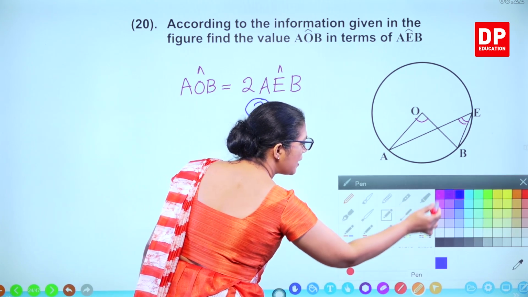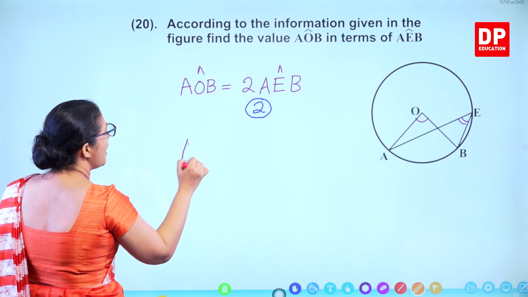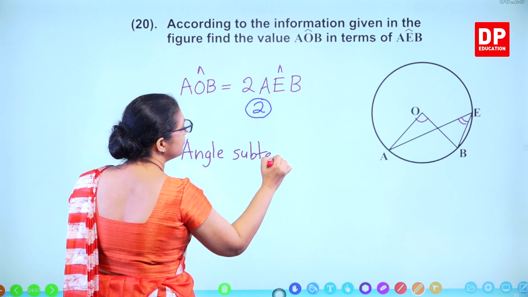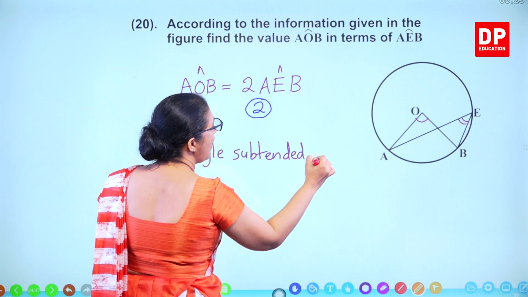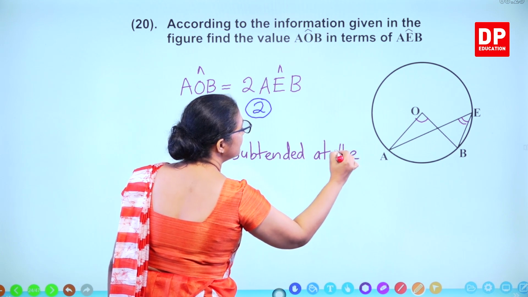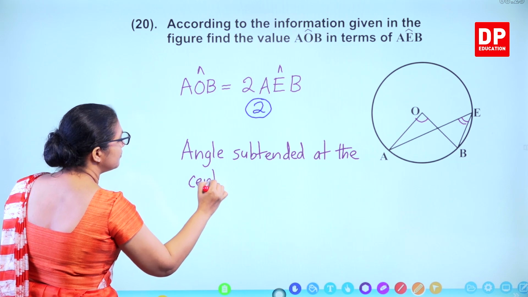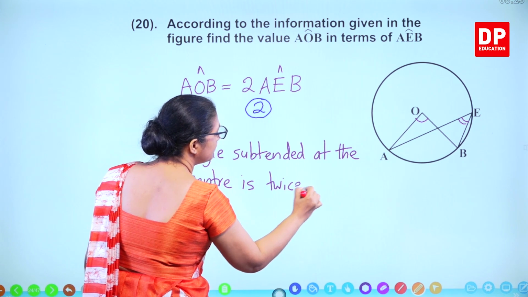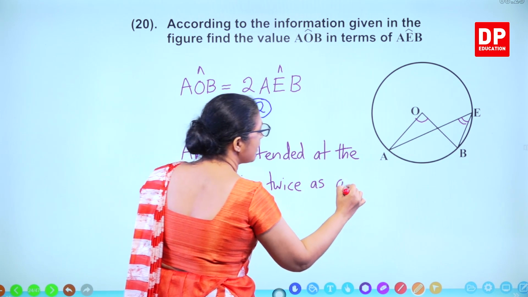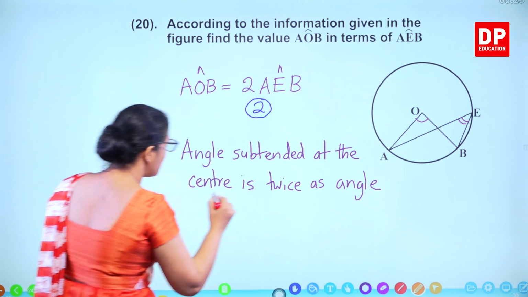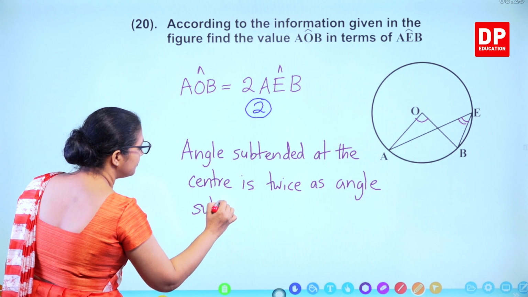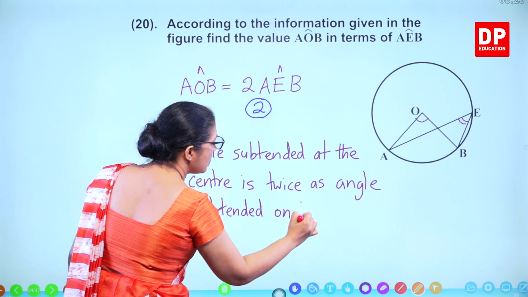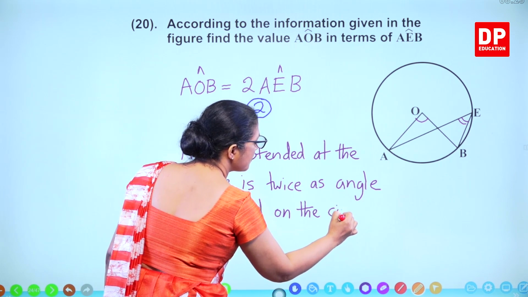So you don't have to write it, but I'll write down the theorem. Angle subtended at the center is twice the angle subtended on the circumference.